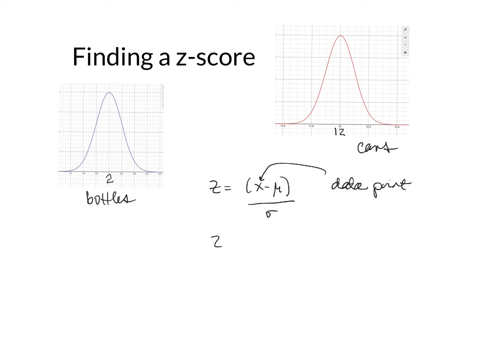So let's just try it. If 2 is the data point, but 2 is also the mean, it doesn't even matter what the standard deviation is, you're going to get 0. So the standardization of the mean of any data is going to be 0. And that's one reason why we want it to be standardized, because now we can compare them to each other.